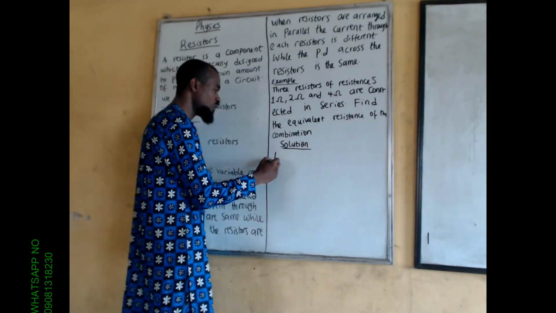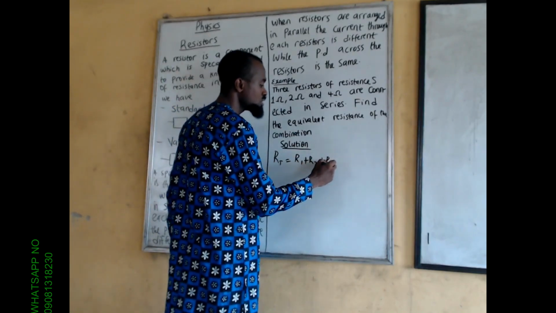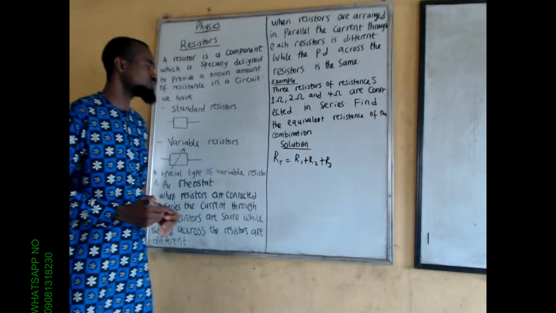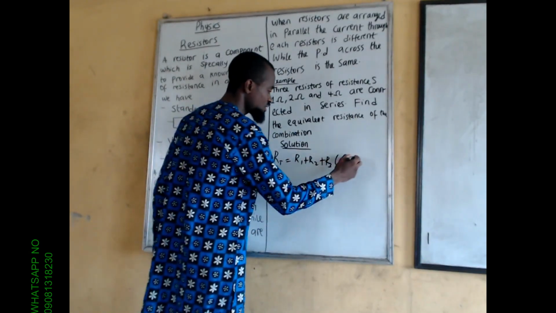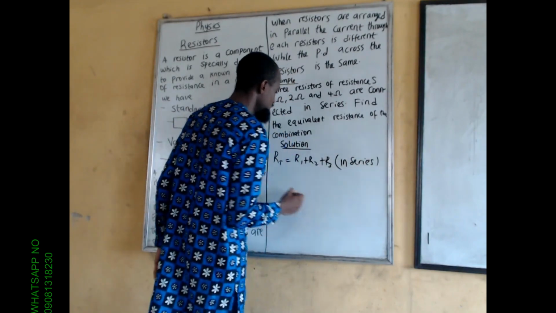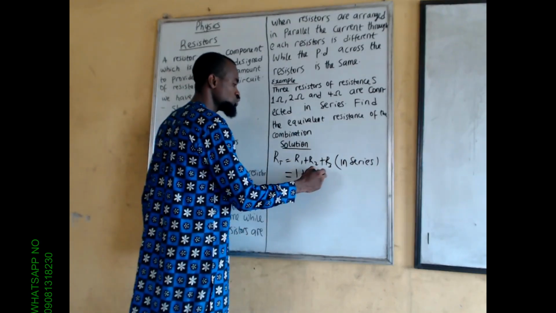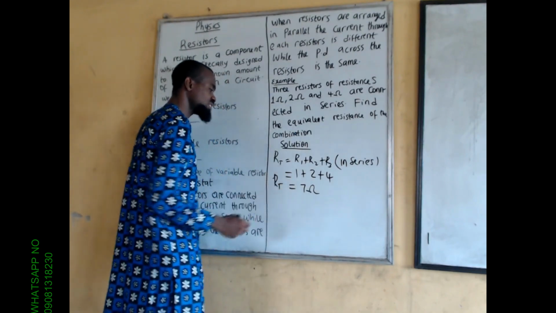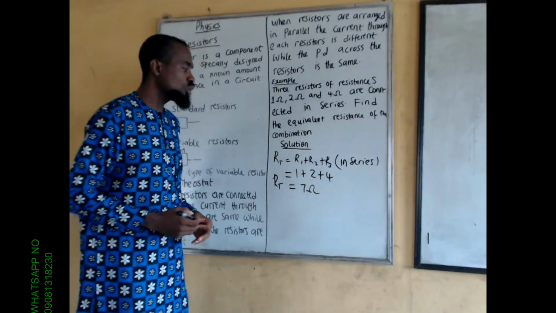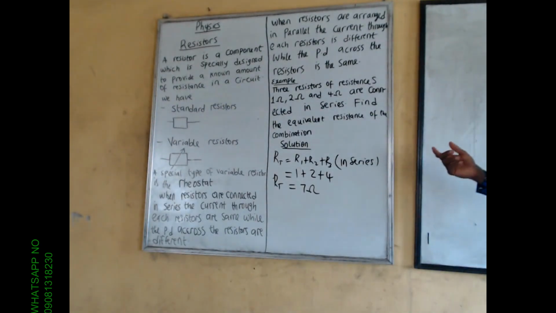As we know, the formula will be R1 plus R2 plus R3, because we are dealing with three resistors in series connection. Now our resistance of the first resistor is 1 ohm plus 2 ohms plus 4 ohms, which will give us 7 ohms. So the equivalent resistance is 7 ohms, as simple as that. So you just add them straightforwardly. The equivalent resistance of the three resistors is 7 ohms.